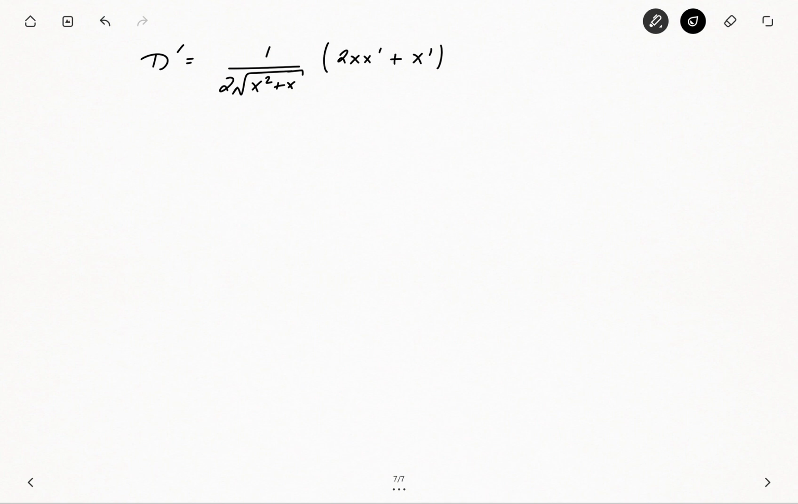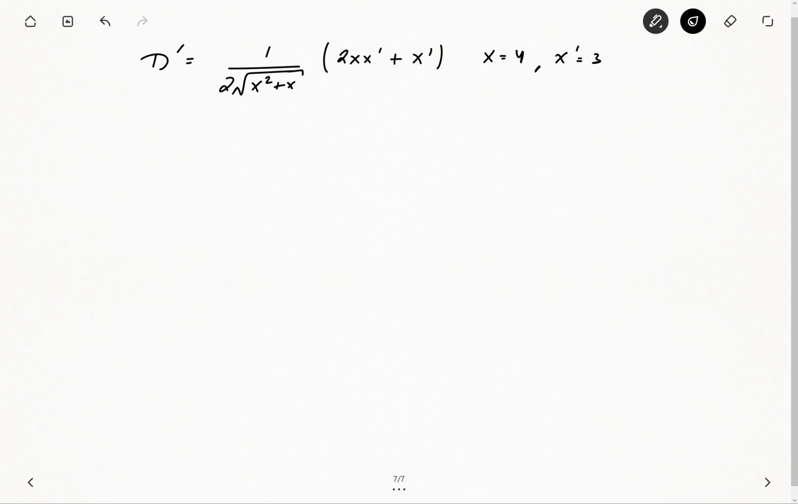We need to find the x coordinate. We know it's passing through the point 4, 3 or 4, 2. So the x coordinate is just going to be 4. And they figured out that at that moment the rate of change of x was 3 centimeters. So x prime is 3.